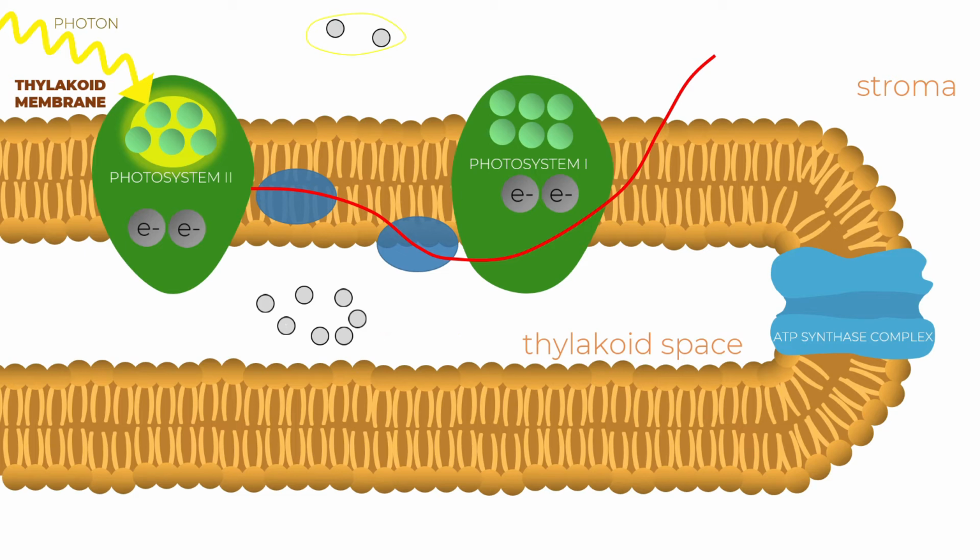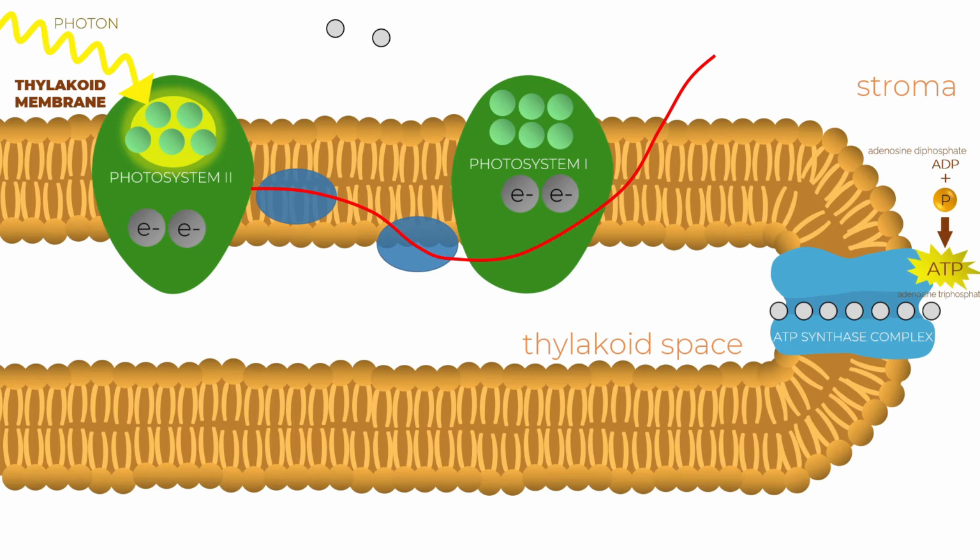This gradient contains a large amount of potential energy, which is used by an enzyme called ATP synthase. The hydrogen ions flow down the concentration gradient through a channel in the ATP synthase, releasing energy in the process. ATP synthase uses this energy to add a phosphate to ADP, forming ATP.